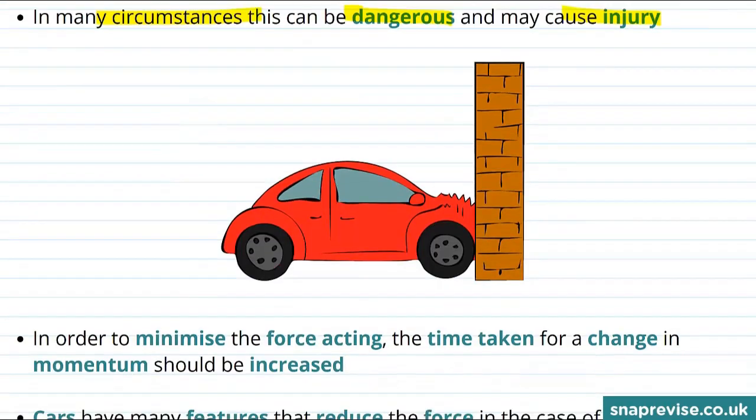A good example of this is a car running into a wall. We can imagine however fast the car was moving before, pretty much when it hits the wall it stops. So this could be a large change of momentum, but in a short amount of time. That means the brick wall must be exerting a very large force on the car, and this could be dangerous.